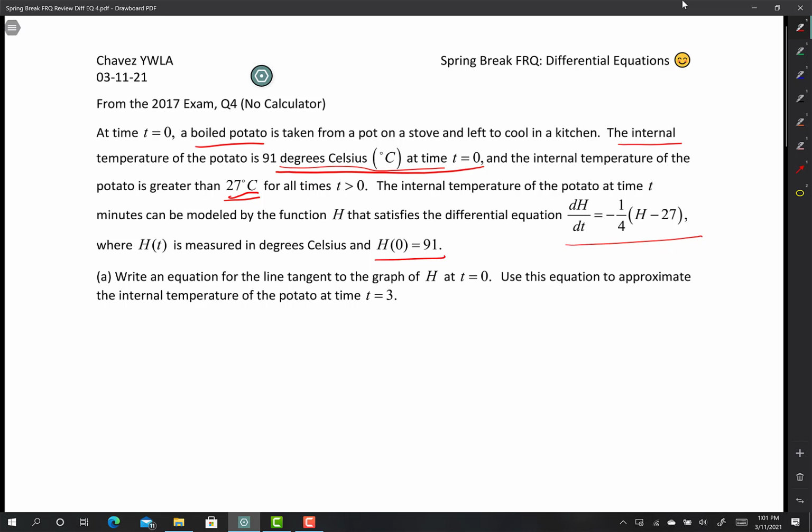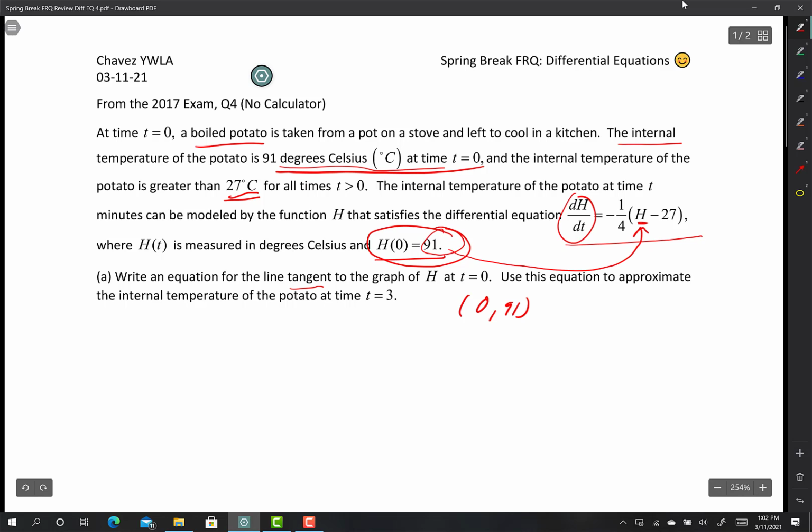All right, so we want a tangent line. So we need two things. We need a point and a slope. We got a point. The point is (0, 91). So now I need a slope. How do I get my slope? Well, we got dh/dt here, and that's going to give me my slope. I'm going to plug in my temperature, because that's what it says. I have an h here. It doesn't have a t. So most of the time you plug in a t, but this time you're going to plug in an h, right? So we're going to plug in that h, and we're going to see what we get for our slope.